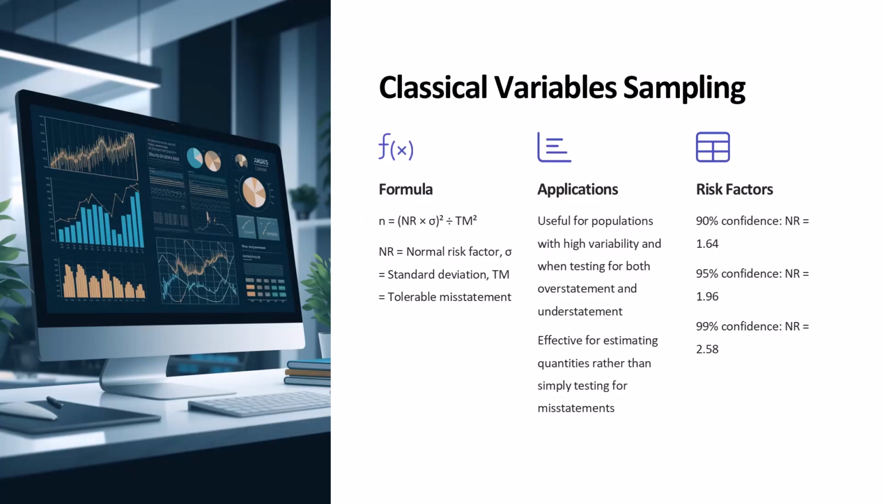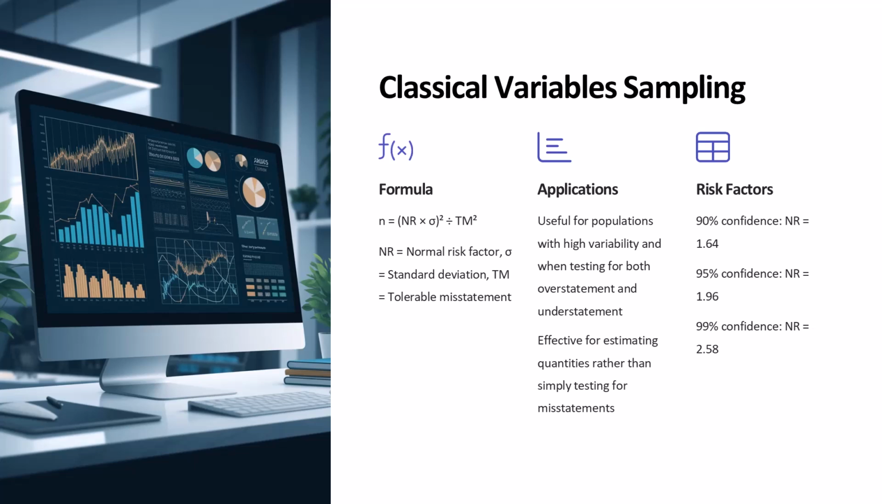Classical variables sampling. Now for classical variables sampling, which we sometimes use for populations with high variability, the formula is different. N equals (NR times sigma) squared, divided by Tm squared, where NR equals normal risk factor, 1.96 for 95% confidence, sigma equals standard deviation of the population, and Tm equals tolerable misstatement.